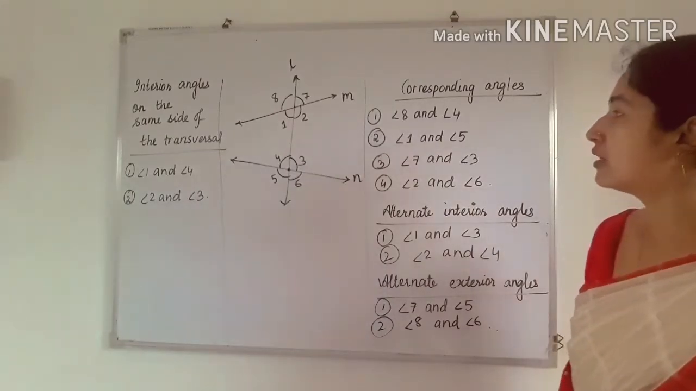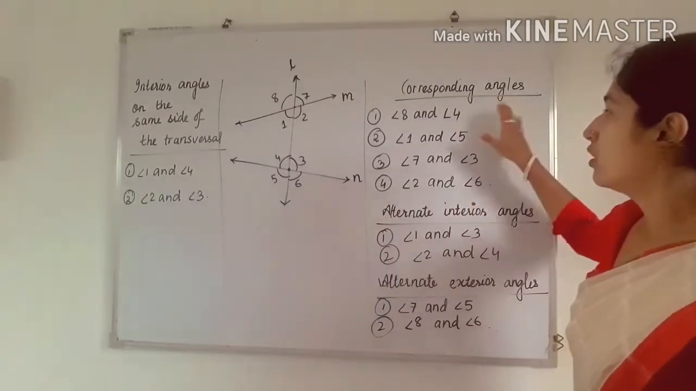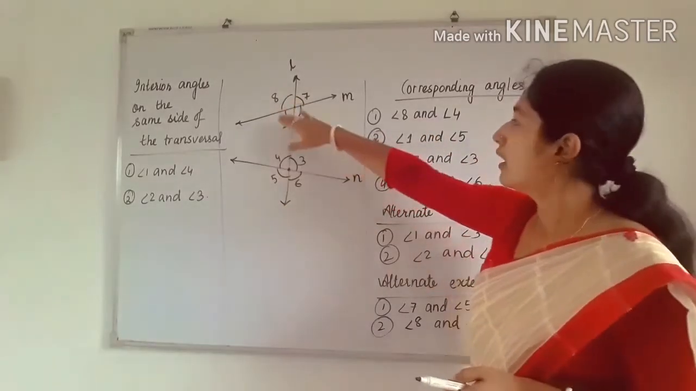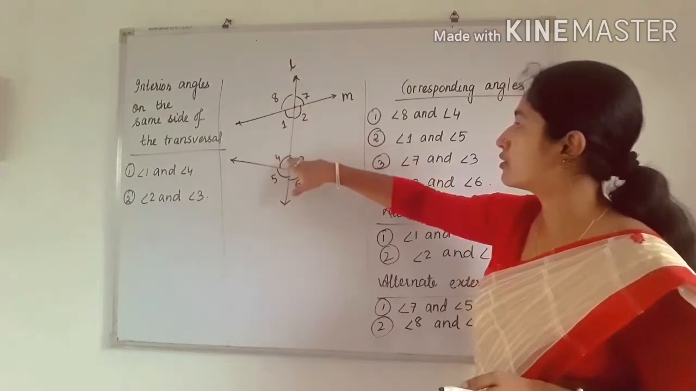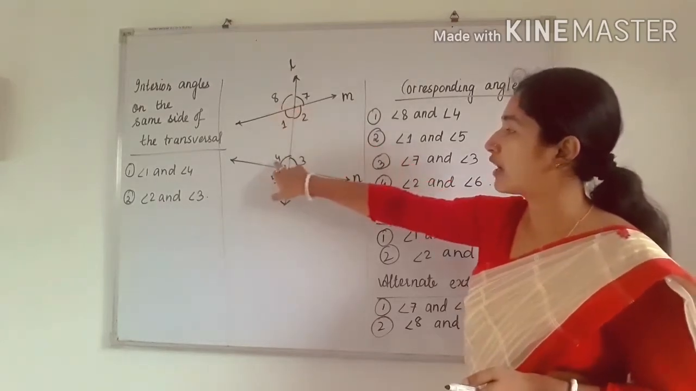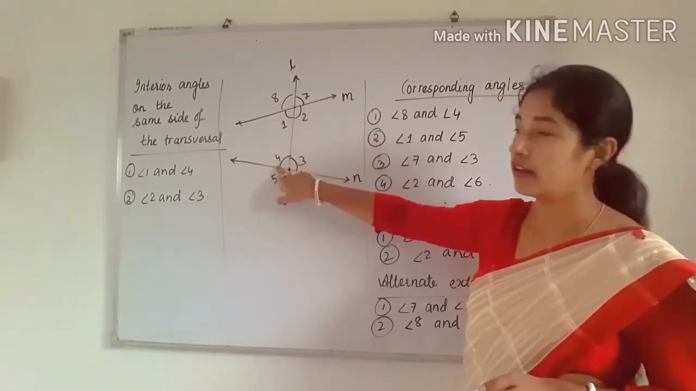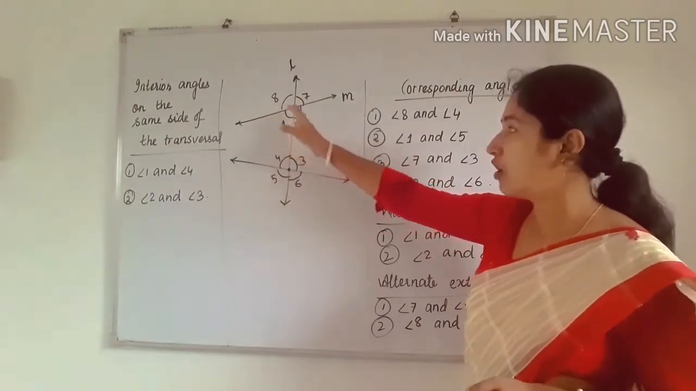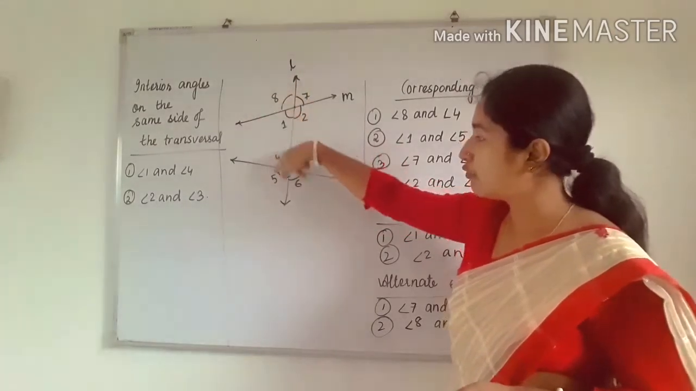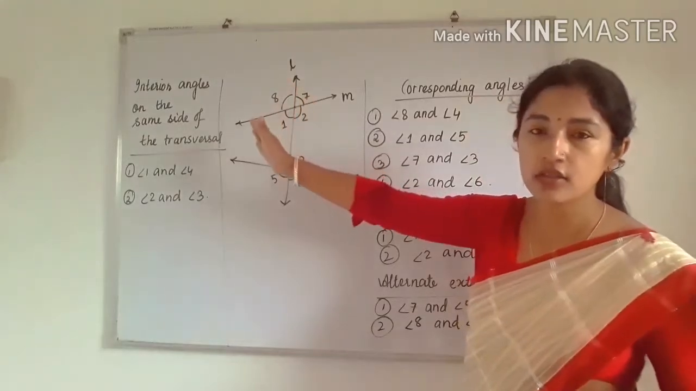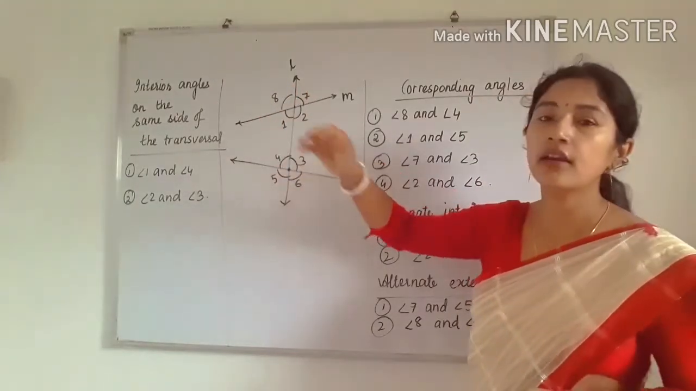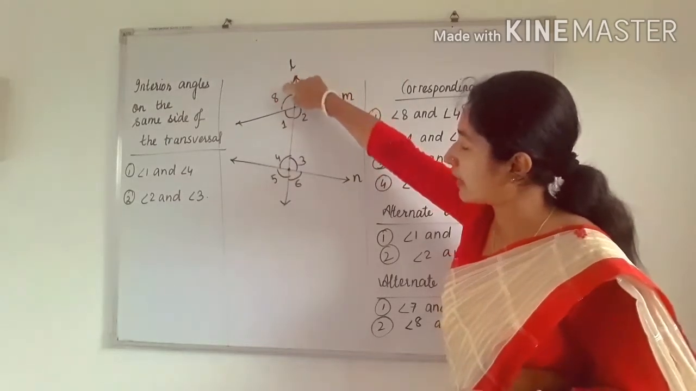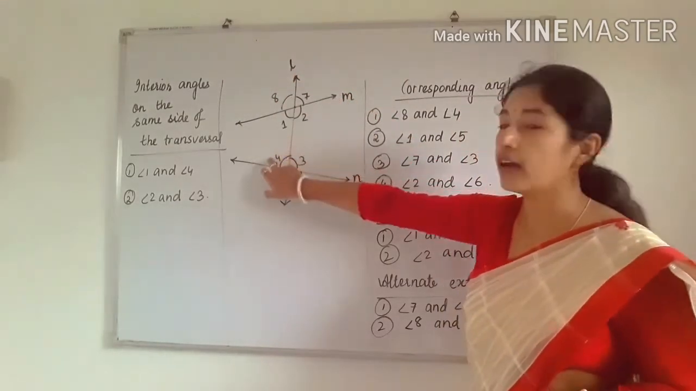Okay, so here see what are corresponding angles. The corresponding pair of angles are, you can see, 8 and 4. These are the pair of angles and these are called corresponding angles. So why is it called corresponding? See, 8 and 4 are on the same side of the transversal, and both the angles are above the lines. So above M this is angle 8, and above line N this is angle 4.